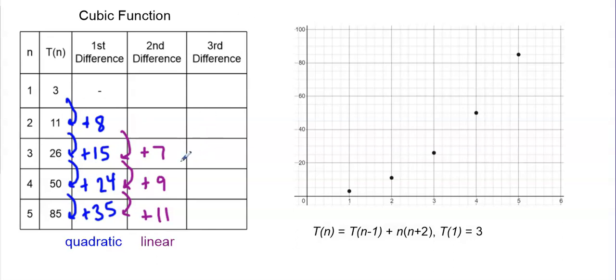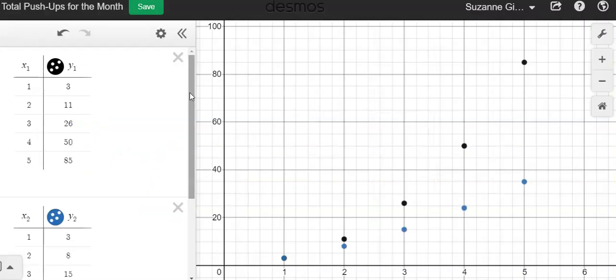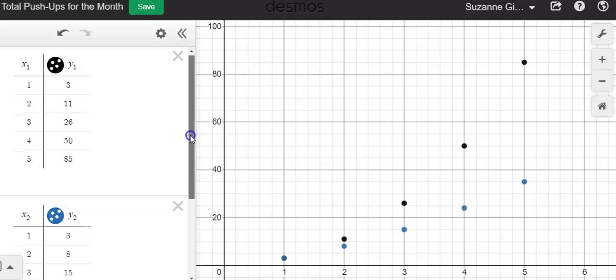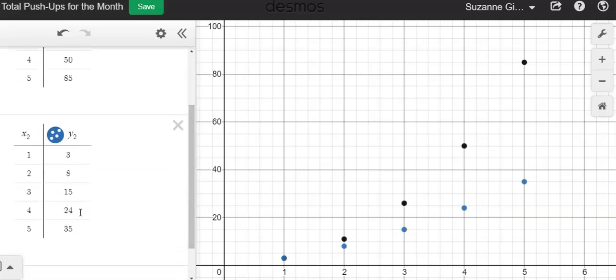Now let's take a look at this third difference. To get from 7 to 9, you have to add 2, and to get from 9 to 11, you have to add 2. So now we have that constant third difference. I want to move here real quick just to Desmos so you can take a look at this. These black dots are representing the cubic function that we're looking at, and these blue dots are representing that first difference, that quadratic function. So you can see here that the cubic function is actually growing faster.